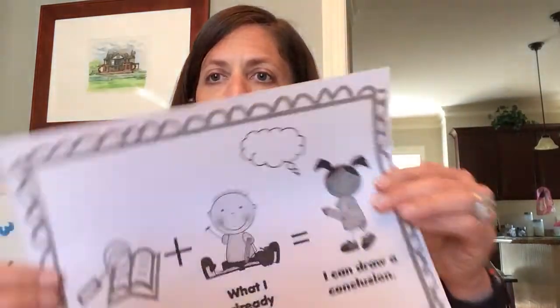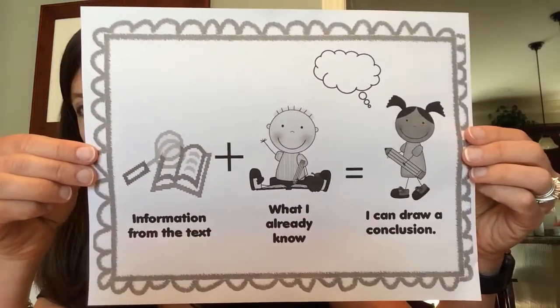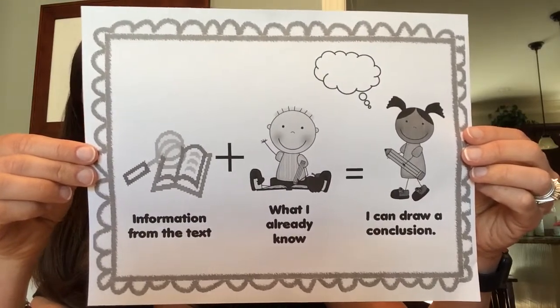Okay, now we're going to read a short story, and we're going to continue to practice drawing conclusions by using the information in the text and what we know to draw a conclusion. The title of our story is In the Night.